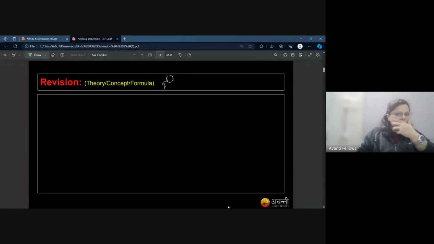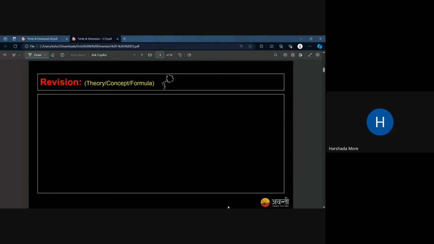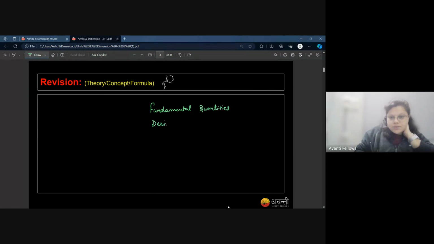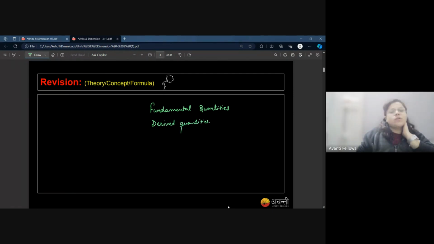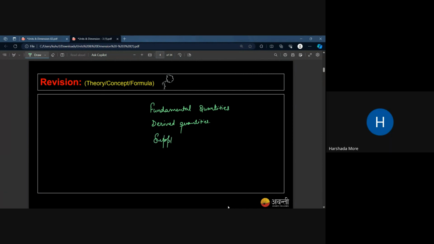Can you tell me what we have done in the last class, if you remember? Fundamental quantities, derived quantities, supplementary quantities. Then we discussed the derived quantities, and then we talked about the supplementary ones. Can anybody explain what dimensional analysis is? Very nice. Principle of homogeneity. Very good.